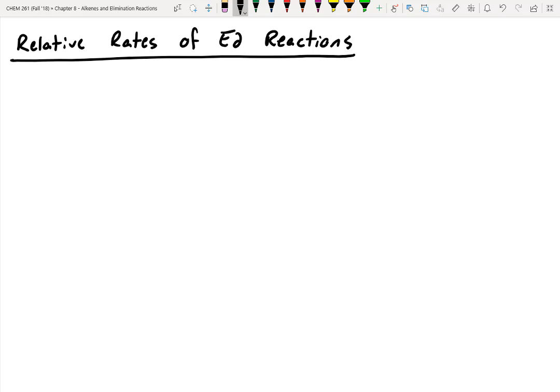All right, so when we do E2 reactions, we can find the rate equation pretty easily, right? What's the rate equation going to be? It's going to be rate equals K times the substrate concentration and the base, right? And the substrate, it's important to remember, has to be in a reactive conformation, meaning the beta proton needs to be anticoplanar, times the concentration of the base in solution.